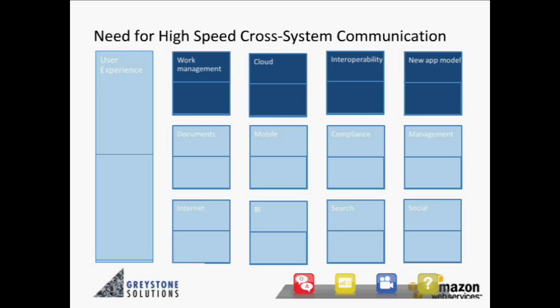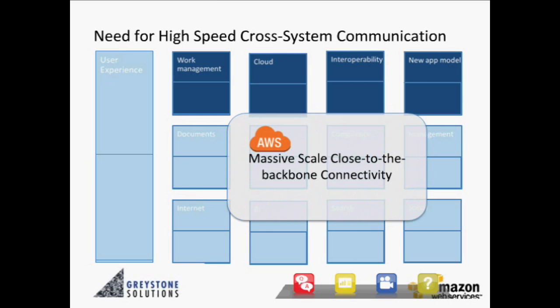I want these systems to be reliable, and I want them to be performant. If I had all the money in the world, what I would do would be to put my systems as close to the Tier 1 providers and the Internet backbone as I possibly could. But I don't need all the money in the world to do that. I don't need any money to do that. All I need to do is to host these systems in an AWS environment, and I have inherently this massively scaled, close-to-the-backbone connectivity.